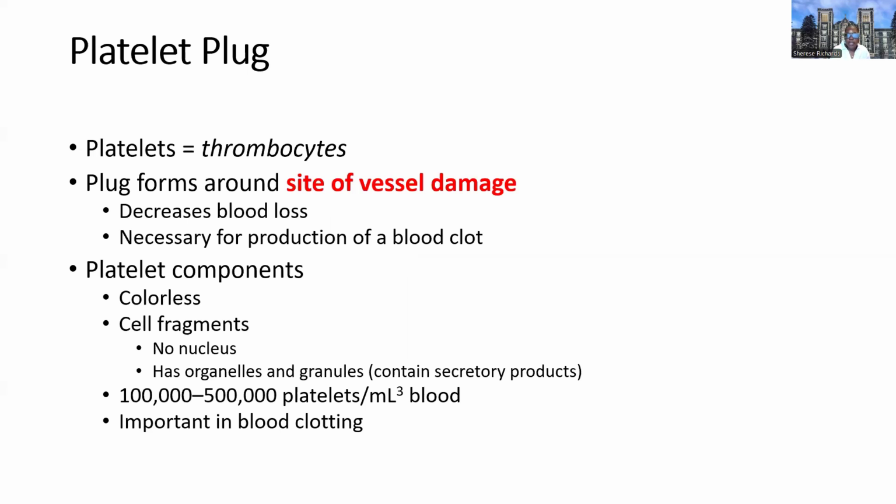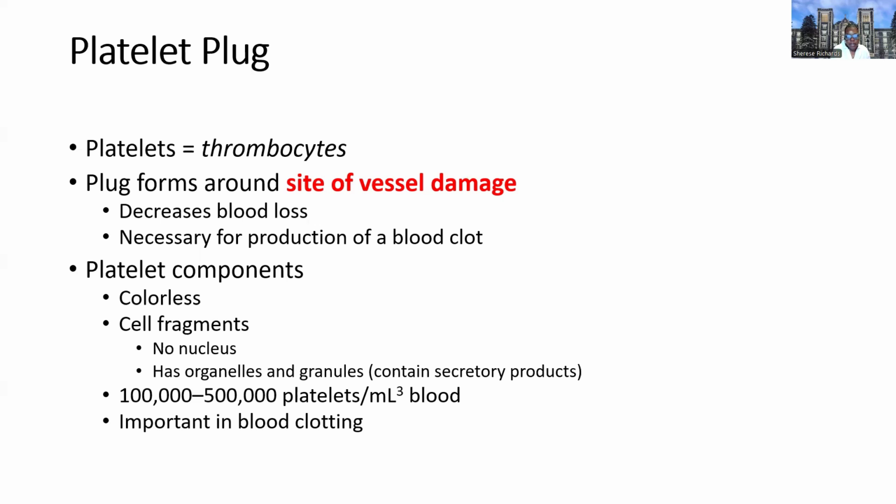And they're very important in terms of aggregating at the site of an injury to a vessel. So they decrease the blood loss, one, but then they promote the various factors that help to form a blood clot that's going to be a more permanent plug to heal and then will permanently stop that blood loss.